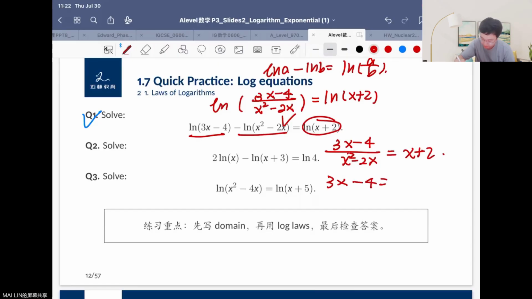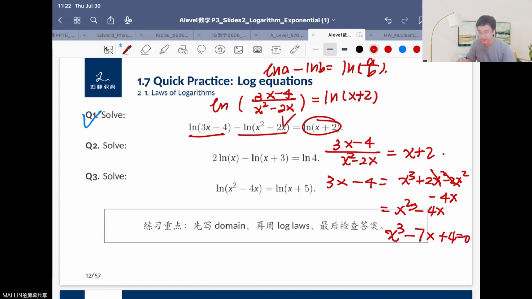3x minus 4 equals x cubed plus 2x squared minus 2x squared and then minus 4x. So we get x cubed minus 7x plus 4 equals 0. That is it. You can put in some values into it, for example x equals 1, x equals -1, x equals 2, even x equals 3, and you will find the exact value of x. If you cannot calculate it, you can use a calculator and put it into the cubic function and then calculate for x.